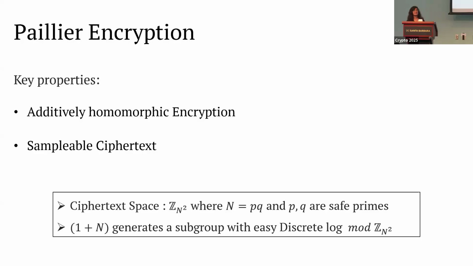The last fact about Paillier which will be useful for us is that the number 1 plus n generates a subgroup with easy discrete log modulo n squared. This is all that we'll need to know about Paillier for today's talk.